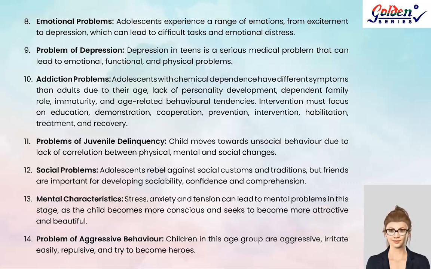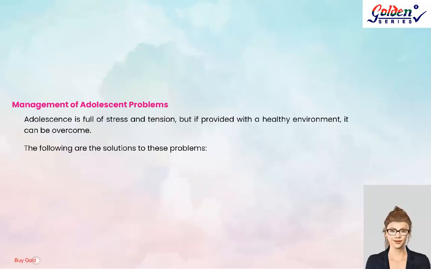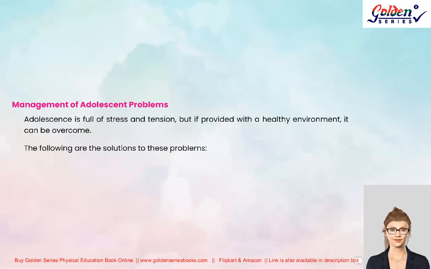14. Problem of aggressive behavior. Children in this age group are aggressive, irritate easily, are repulsive, and try to become heroes. Management of adolescent problems. Adolescence is full of stress and tension, but if provided with a healthy environment, it can be overcome. The following are the solutions to these problems.